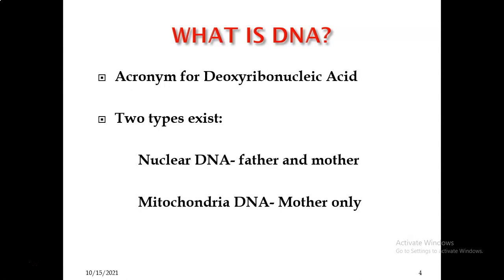And in terms of how we inherit them, we inherit nuclear DNA from both parents, that's the father and the mother. They all contribute to the nuclear DNA of a child. But when we talk about mitochondrial DNA, only mothers contribute to this type of DNA. So when you pick the mitochondrial DNA of a child, it matches with that of his or her mother.